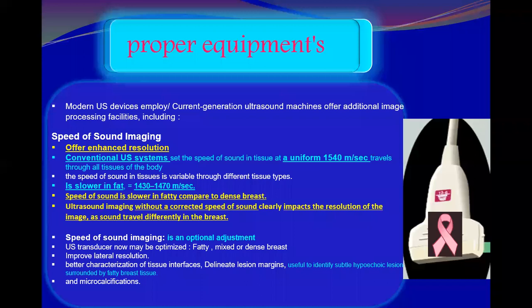One technique is speed of sound imaging. What is the speed of sound? As you know, the speed of ultrasound varies according to the tissue of the body. You agree? It varies according to the tissue type. It is slower in fat than in dense breast. It is about 1430 to 1470 meters per second for fat, while it is faster for dense breast.